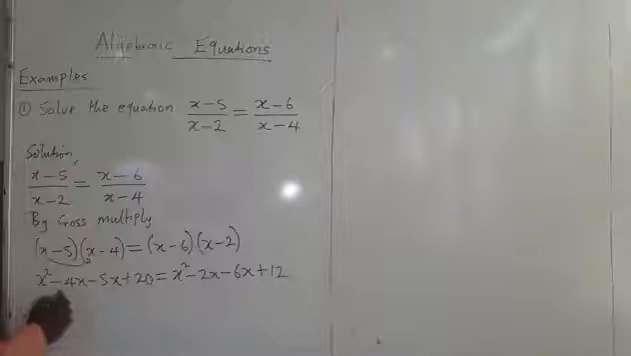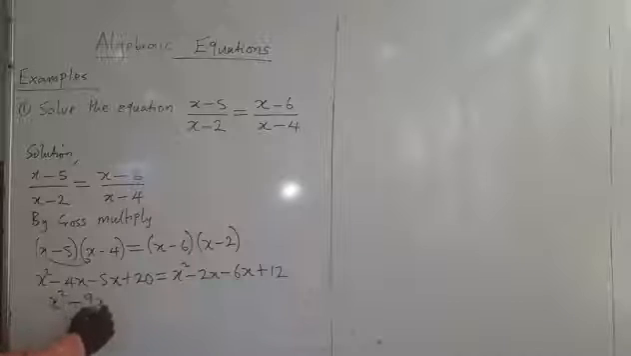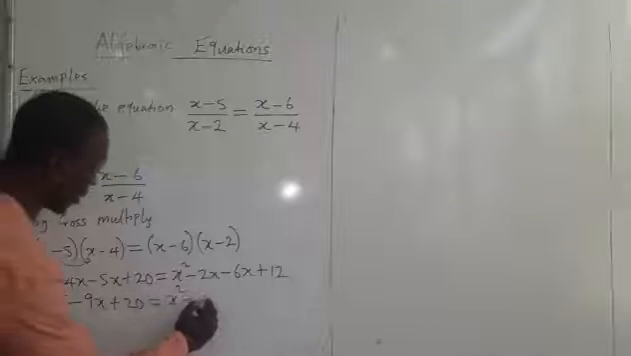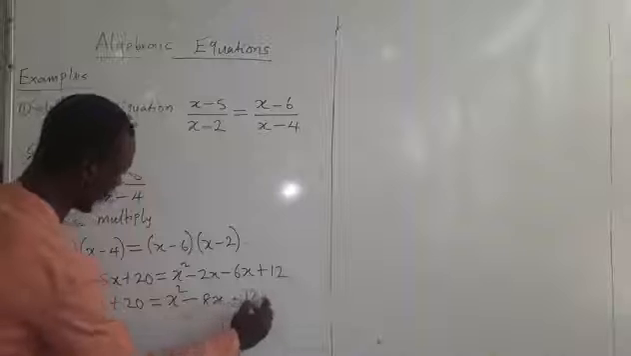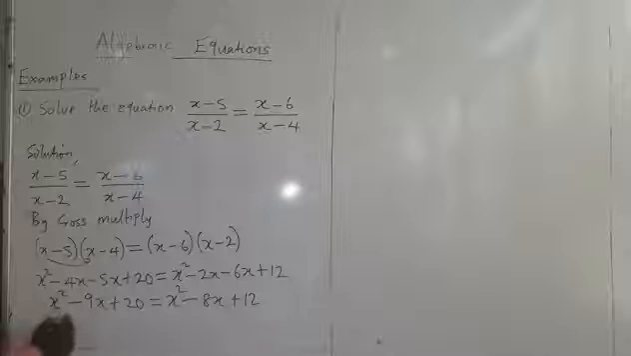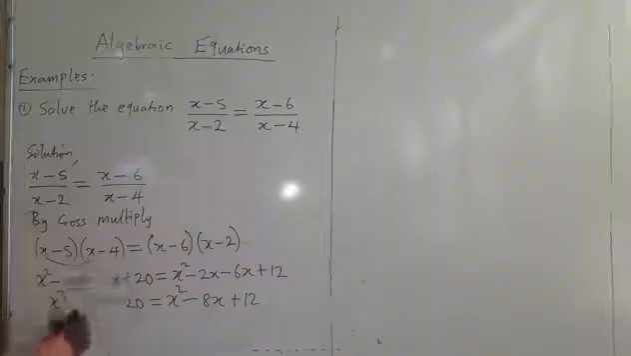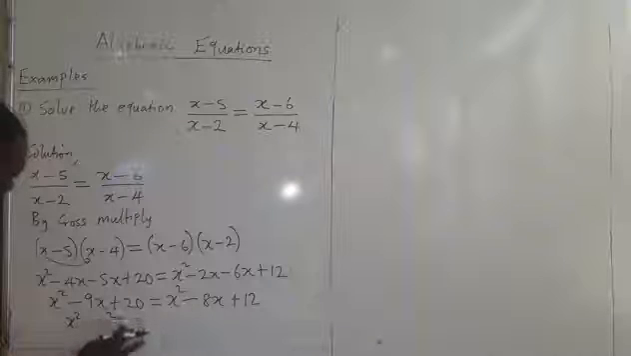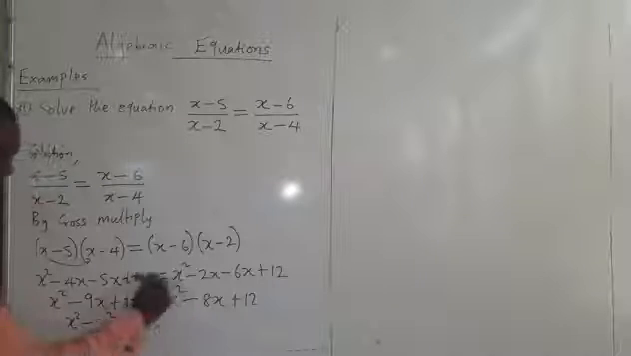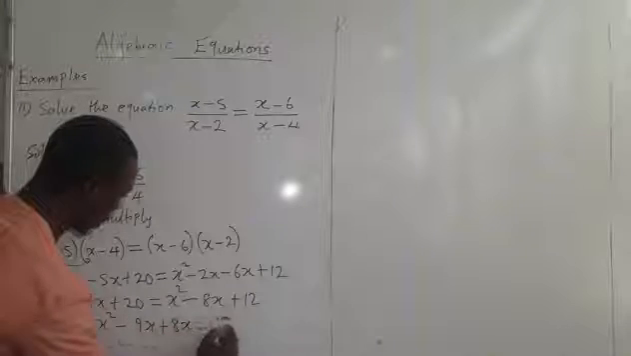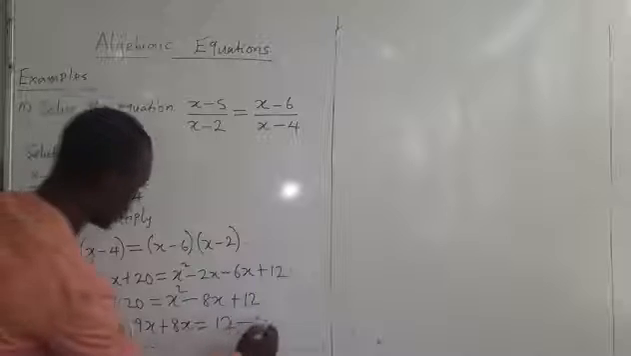So we have x squared minus 9x plus 20 equals x squared minus 8x plus 12. So we now collect the like terms. Bring x squared here to be minus x squared, then minus 9x plus 8x equals 12 minus 20.